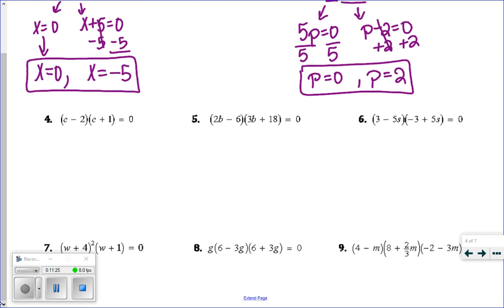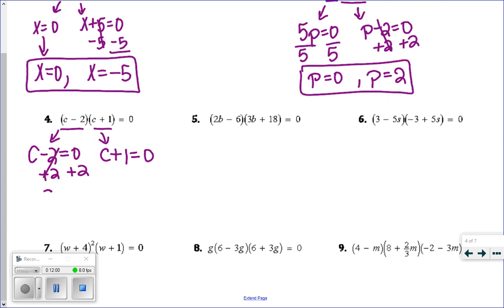All right, let's try another one. Let's try number 4. So if we try number 4, again, just check to make sure that the left side, or the polynomial side, is factored and that it's equal to 0. And if so, I apply the zero product property. The only way that this binomial times that binomial could possibly equal 0 is if either this binomial, c minus 2, is a 0, or if this guy is a 0. Those are the only two possibilities that would make this equation true. And then you just solve each little mini equation separately.